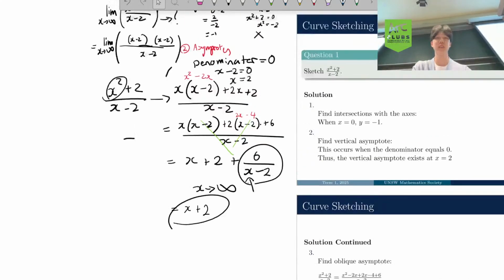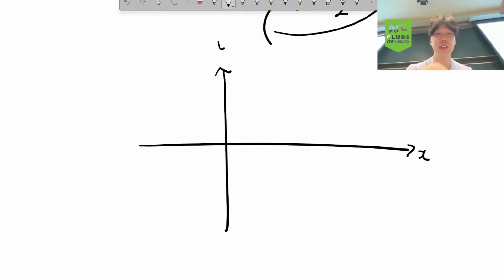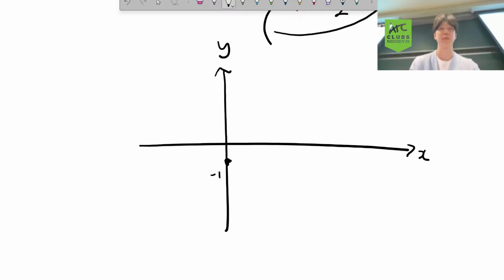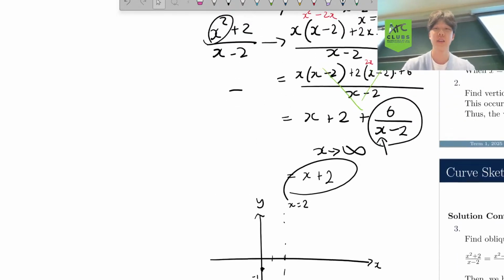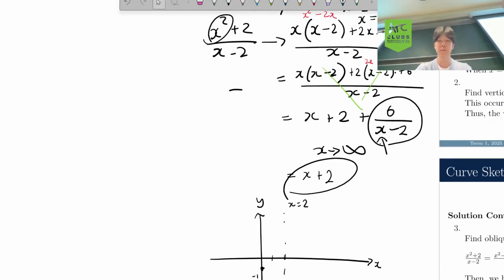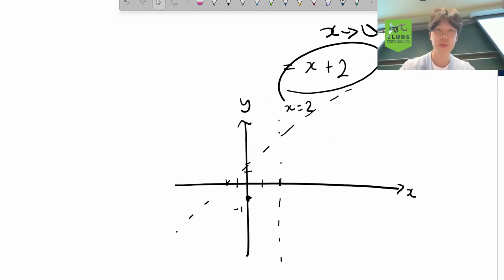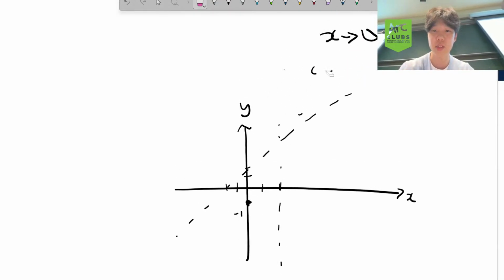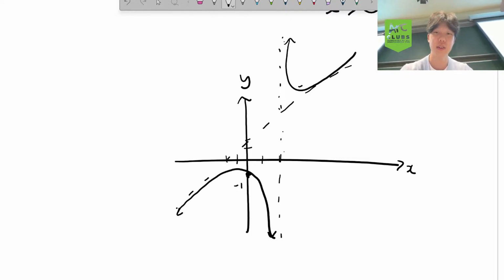Now we have our intercept and asymptote. We can start to sketch roughly what the graph's going to look like. So I said the y-intercept was -1, so I'll just plop that there. And the vertical asymptote was x is equal to 2. However, we also just found that from subbing x as a really, really big number, we get x plus 2 as our oblique asymptote. So x plus 2 looks something like this. I'll get rid of this. So I can kind of see that it's going to look like this here.